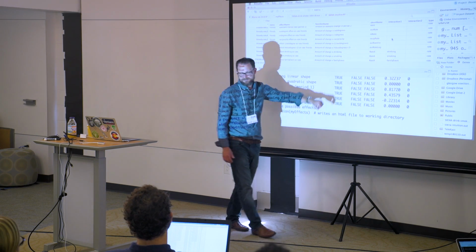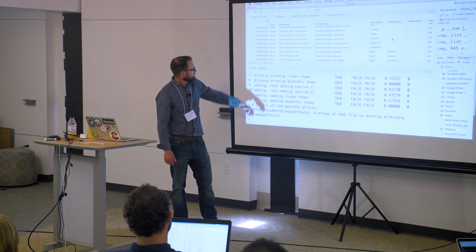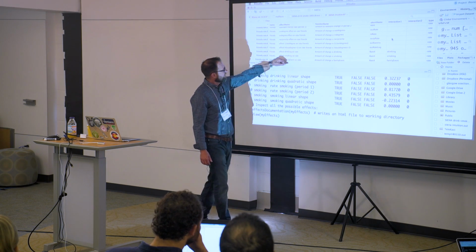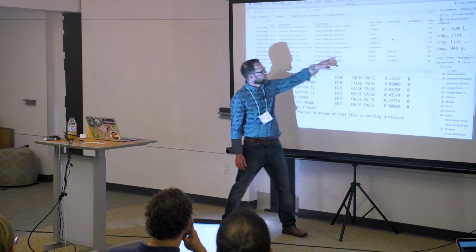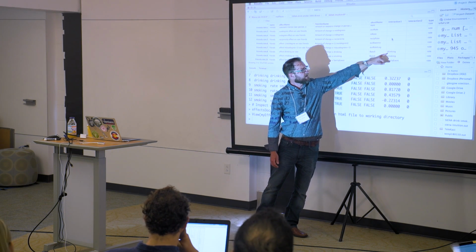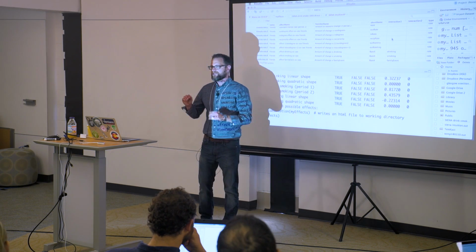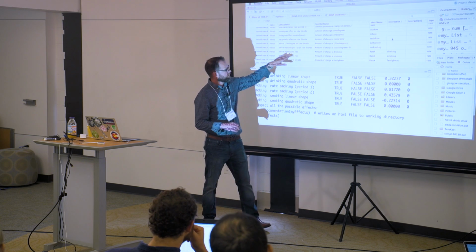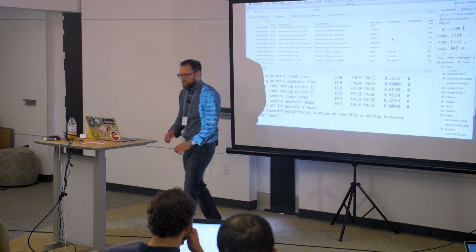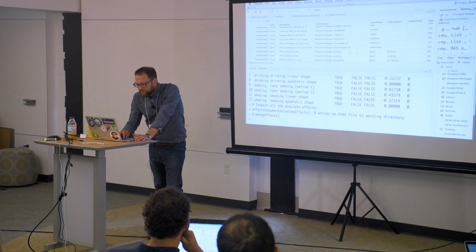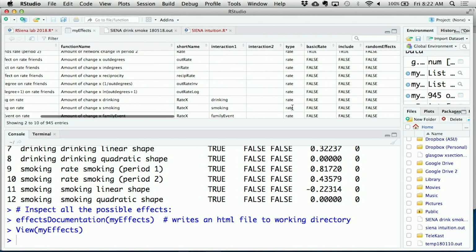So some of these effects, so here we have friendship. We have the effect of drinking on the rate. So we've got an effect called rate x, and we have the independent variable is drinking here. Okay, we're going to use that information to tell SIENA, come down to here and come to this data frame, find this row, and then come over here and flip include from false to true. Okay, that's how we're going to include an effect for a model. And we're going to do that for every effect that we want to include.